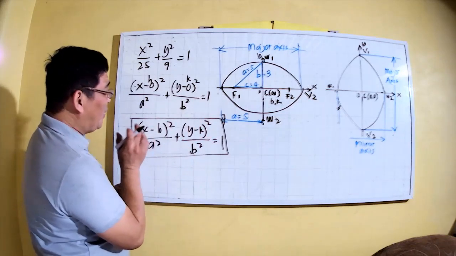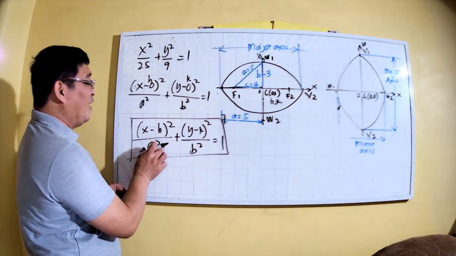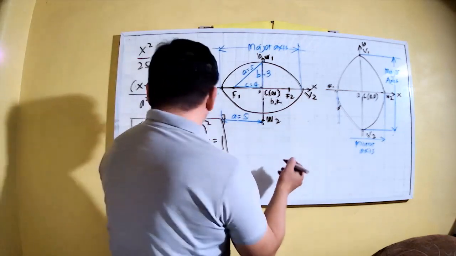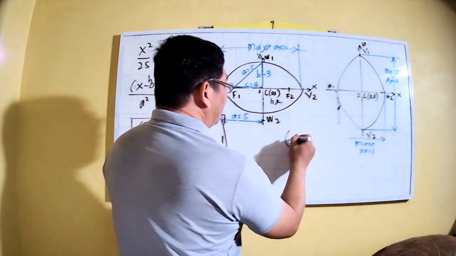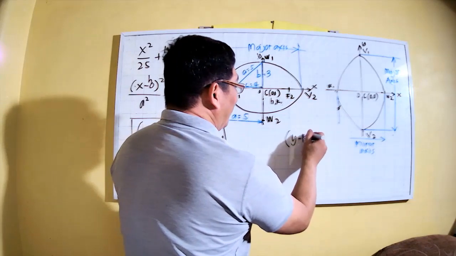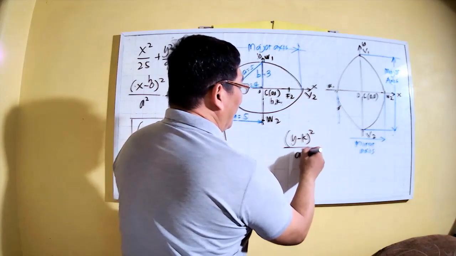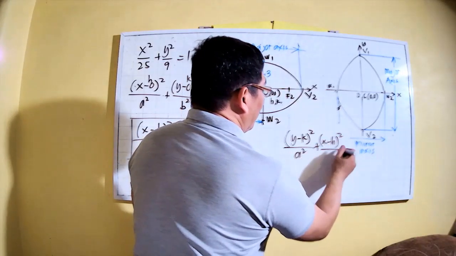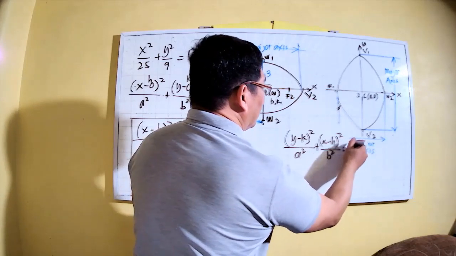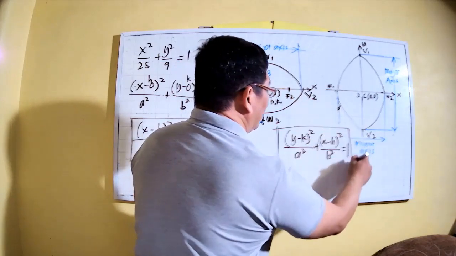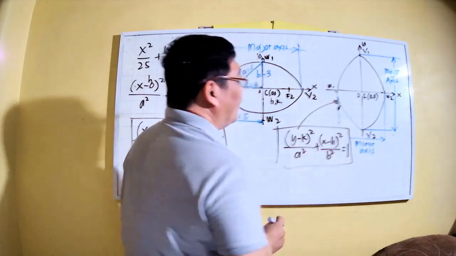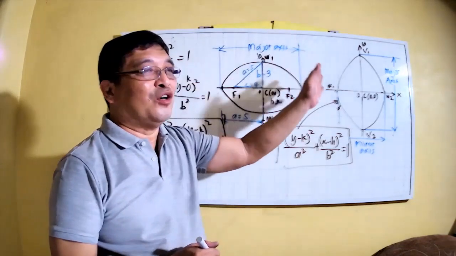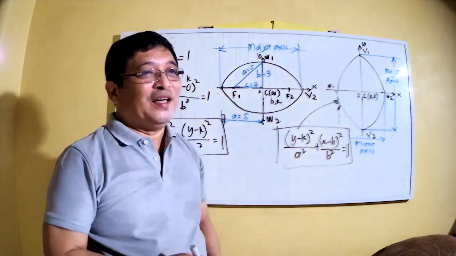Whenever we have the a squared, nandoon yung major axis. So, ibig sabihin, we have here y minus k squared over a squared plus x minus h squared all over b squared is equal to 1. So this equation is good for an ellipse with major axis along the y-axis or parallel to the y-axis.